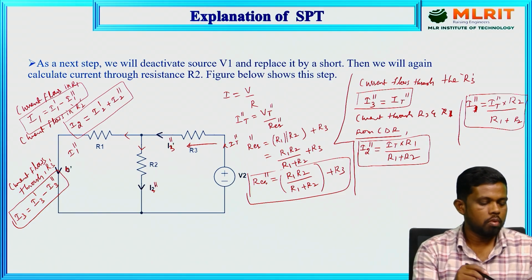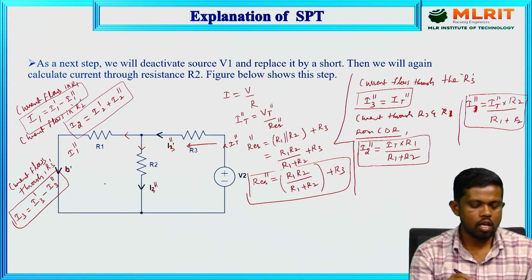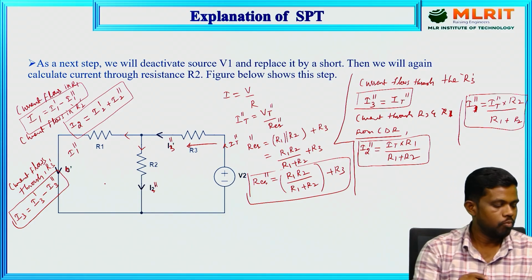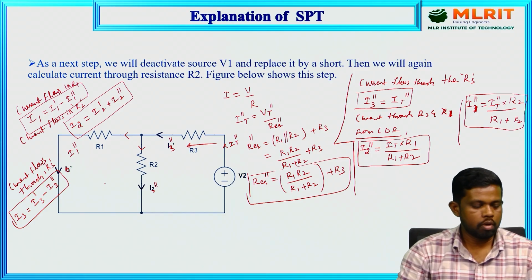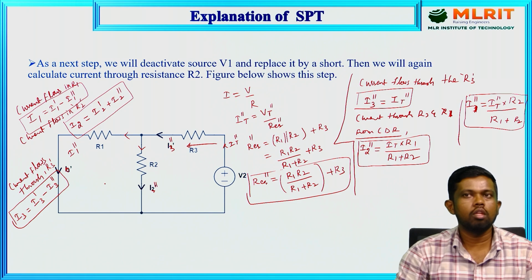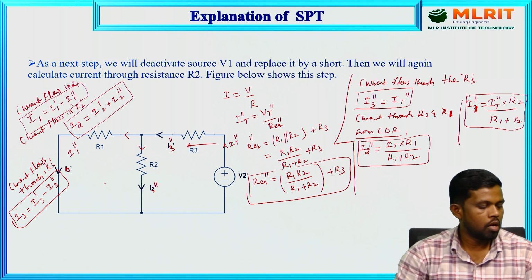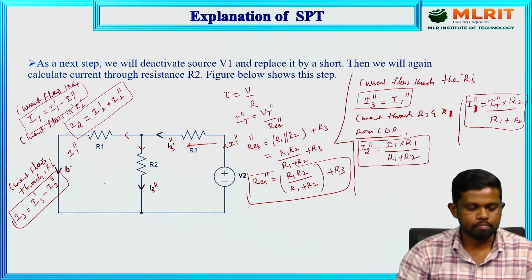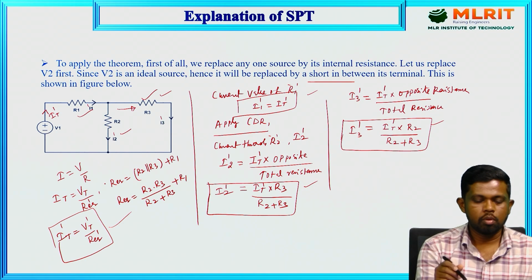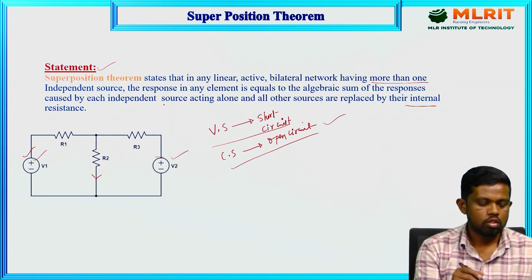So these are the responses given by each and every element. This is the way to apply the superposition theorem. By using the superposition theorem, we get the current through each and every resistor when multiple sources are present. In the explanation, let us take an example.